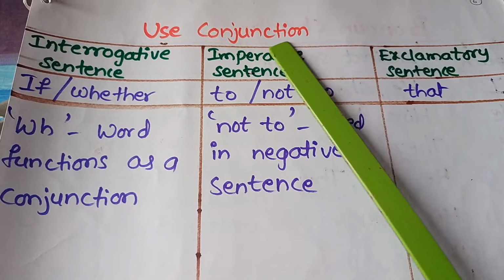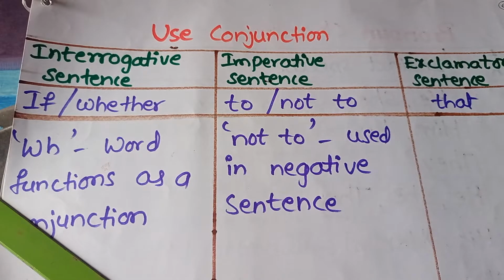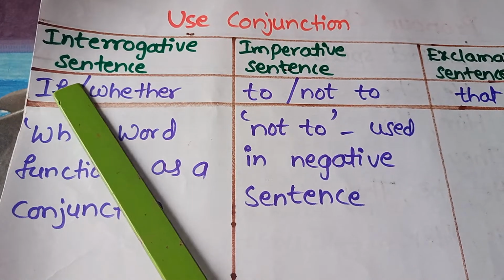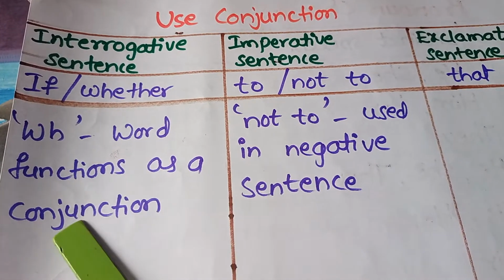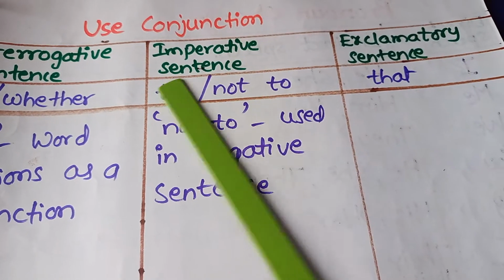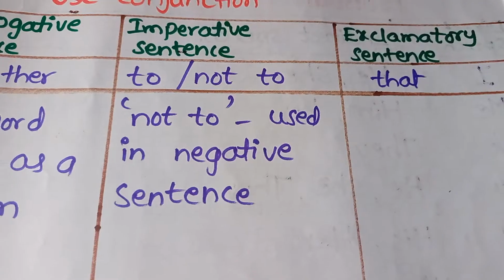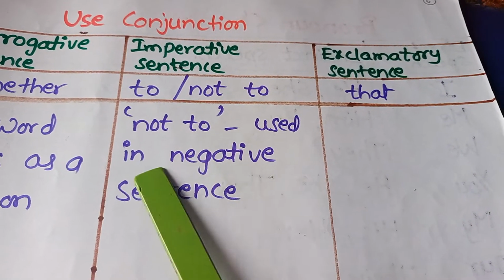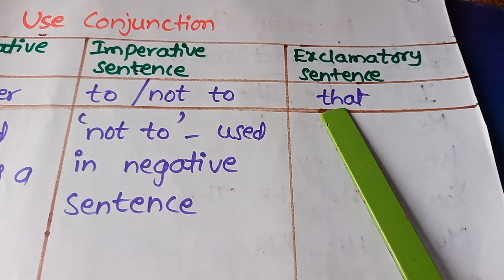Use of conjunction. In assertive sentences, we use that, and in interrogative sentences we use if or whether. See here, a WH word functions as a conjunction. Next, in imperative sentences, we use to, and not to is used in negative sentences. In exclamatory sentences, that is used.